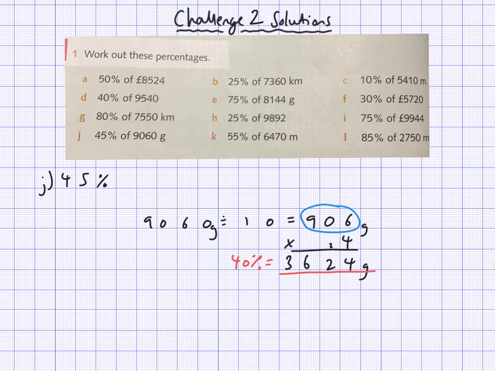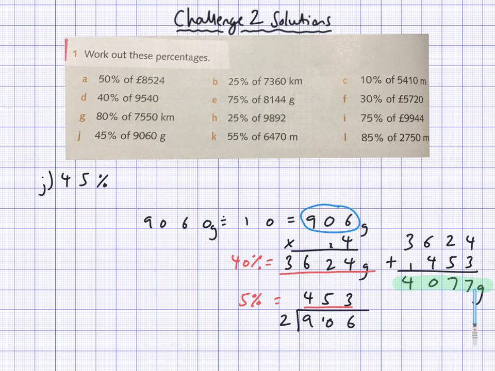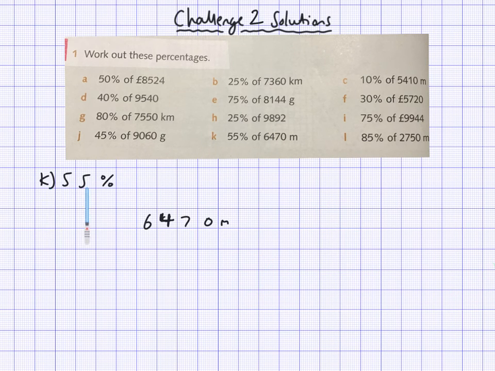I can use that to find 5% because I know that 5% is half of 10%. So I'm going to divide that by 2. When I did that, I found that it was 453. So now I've got the 40% and the 5%. I just have to add them together to get the final answer, which was 4,077 grams. I'm going to use the same method for K, which is 55%.